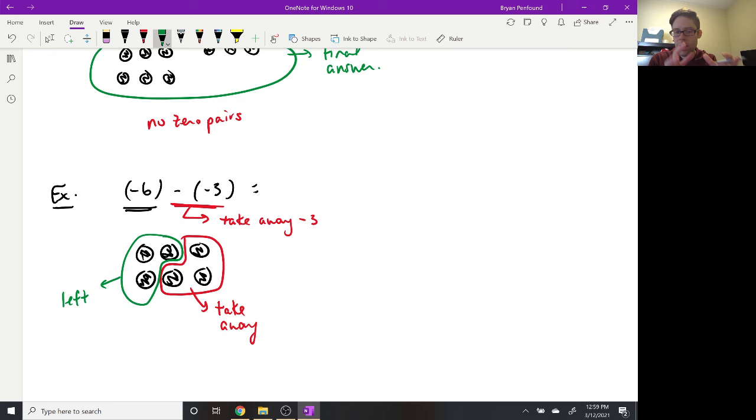Okay, so you can imagine if we actually had these 6 negative chips sitting in front of us, I could literally take 3 of those negative chips away and see that the remaining negative chips are 3, right? So I have -3 left over. I have 3 negative chips left. So this is interesting because 6 take away 3 is 3. So it's kind of like an actual subtraction.